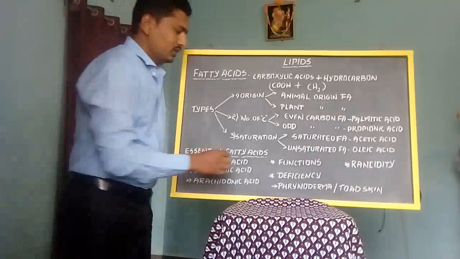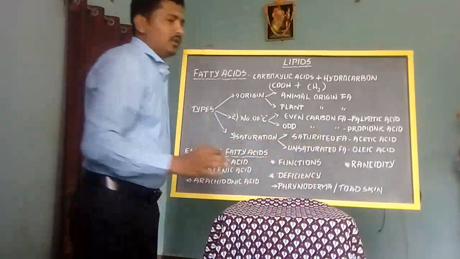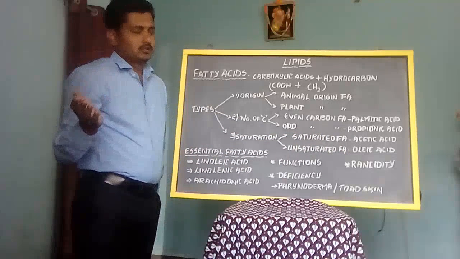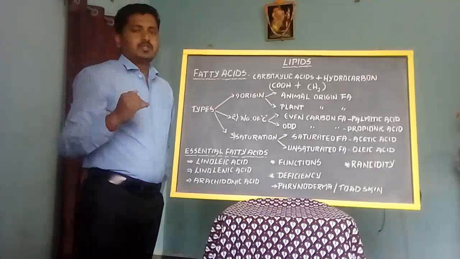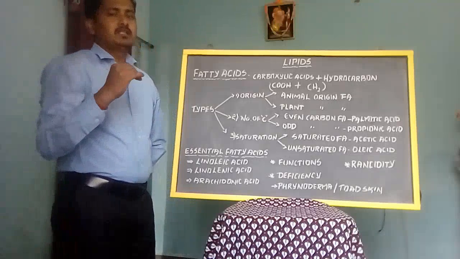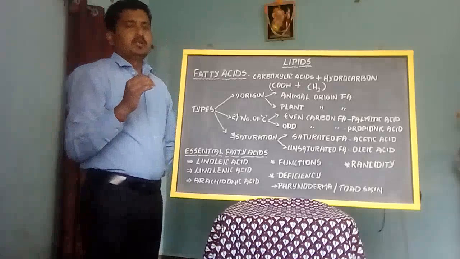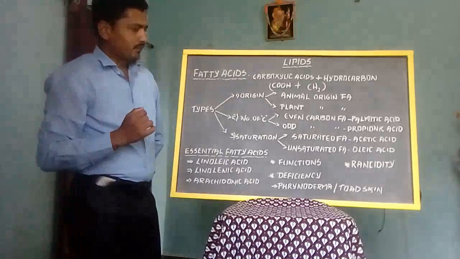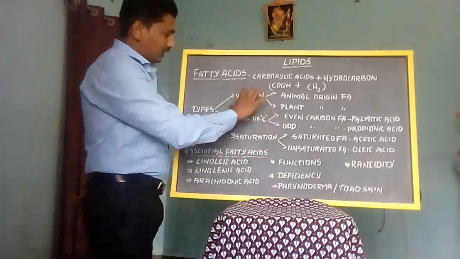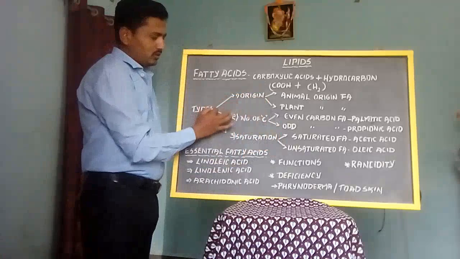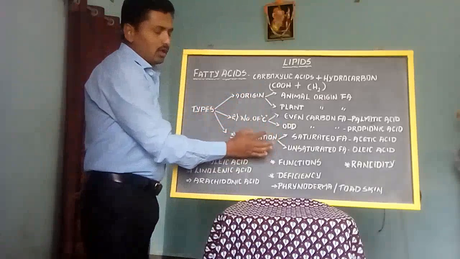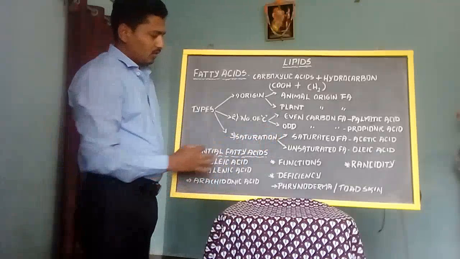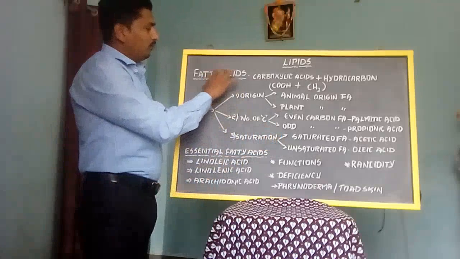And one more interesting point is that saturated fatty acids are usually bad for health. And whatever unsaturated fatty acids we consume are good for health, good for cardiac functioning, with less formation of atherosclerosis. This is how the types of fatty acids are classified based on the origin, based on the number of carbons, and last, based on saturation, whether a double bond is present or not. Okay, this is our fatty acids.